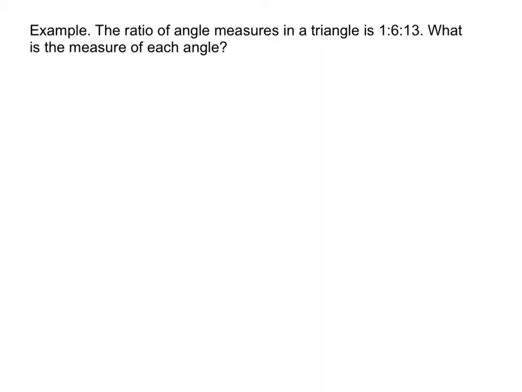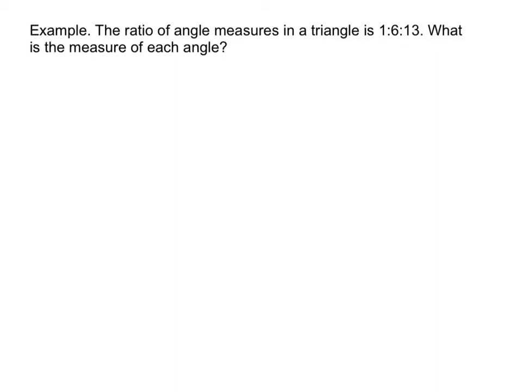Here's an example, although it's dealing with triangles. It says that the ratio of angle measures in a triangle is 1 to 6 to 13. What is the measure of each angle? Relating three numbers in a ratio is perfectly fine. You could actually relate as many as you want, but in this case there's 3 because there's going to be 3 angles that we're dealing with.